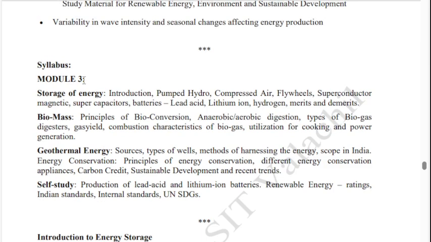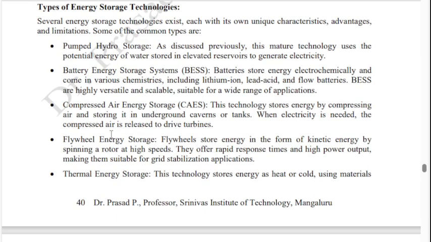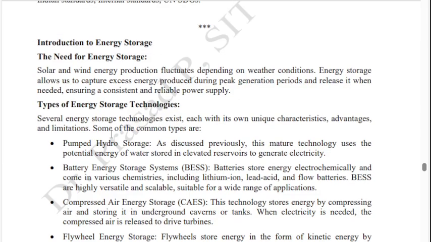So, this is actually module 4 and 5: storage of energy, introduction to pumped hydro, compressed air, flywheel, superconducting magnetic, supercapacitor, batteries in which lead acid, lithium ion batteries, hydrogen fuel cells, and their merits and demerits are to be discussed. So, introduction to energy storage, the need for energy storage. Why we need to store energy?